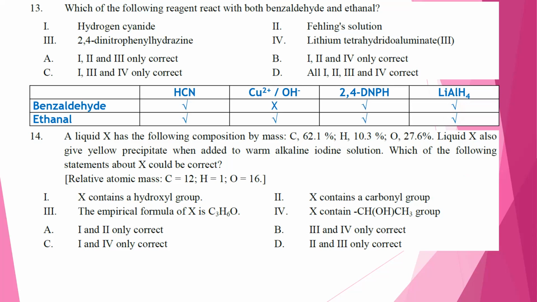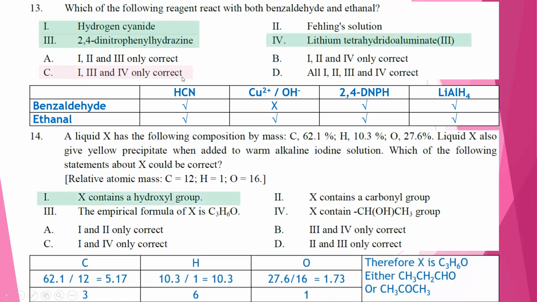Pardon me, nucleophilic addition. Okay, number 2, it reacts with the Tollens solution, not for benzaldehyde, because benzaldehyde cannot react with Tollens, but ethanal can. 2,4-dinitrophenylhydrazine, as long as you are a carbonyl, you can react with 2,4-dinitrophenylhydrazine. And LiAlH4 can also reduce both of them. Okay, so at the end, you get number 1, 2, and 4. So the best answer in here would be C.